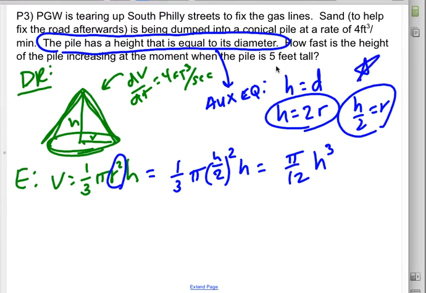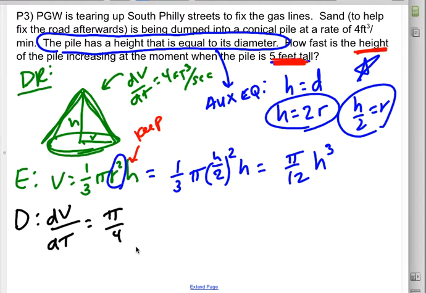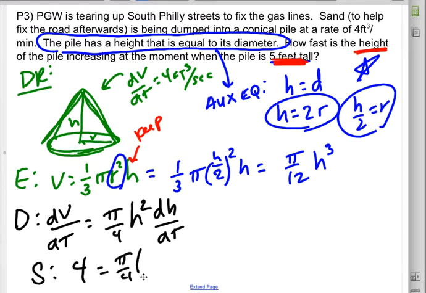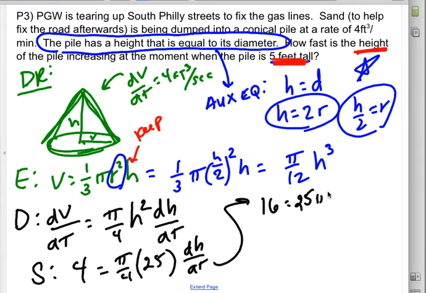The reason I want to replace r is, notice I'm not given information about r, I'm given information about h, right? I'm asked how fast the height is changing, I'm given the height, I want to keep h. So I need to replace r. Now when I differentiate, I get that dV/dt is pi over 4, because it'd be 3/12 h squared dh/dt. So when I substitute in, 4 equals pi over 4, 25 is my h squared, dh/dt. When I solve for dh/dt, I'm going to multiply the 4 over and get 16 equals 25 pi dh/dt.